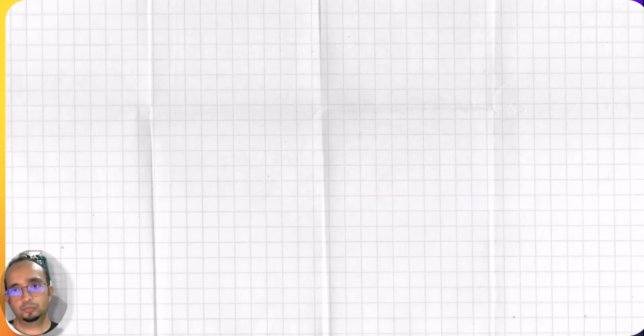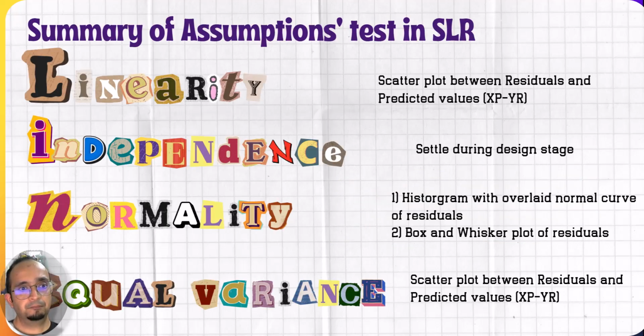So how do we measure linearity, independence, normality and equality of variance? For linearity, we will use a scatter plot between residual and predicted value, where the x value will be the predicted value and the y value will be the residual. Independence should be settled during the study design stage. For normality, we will examine the distribution of the residual by using a histogram and box plot. And the last assumption, equality of variance, we will check with a scatter diagram between residual and predicted.